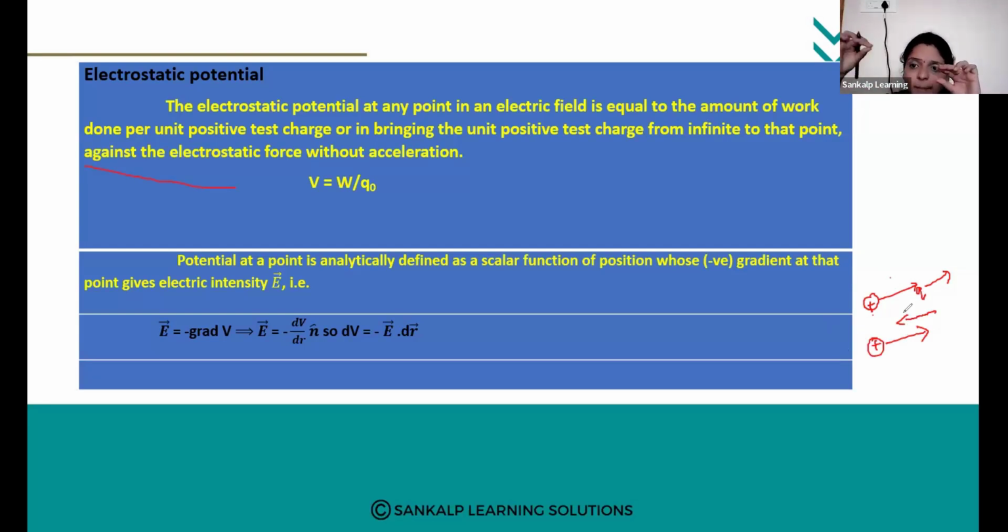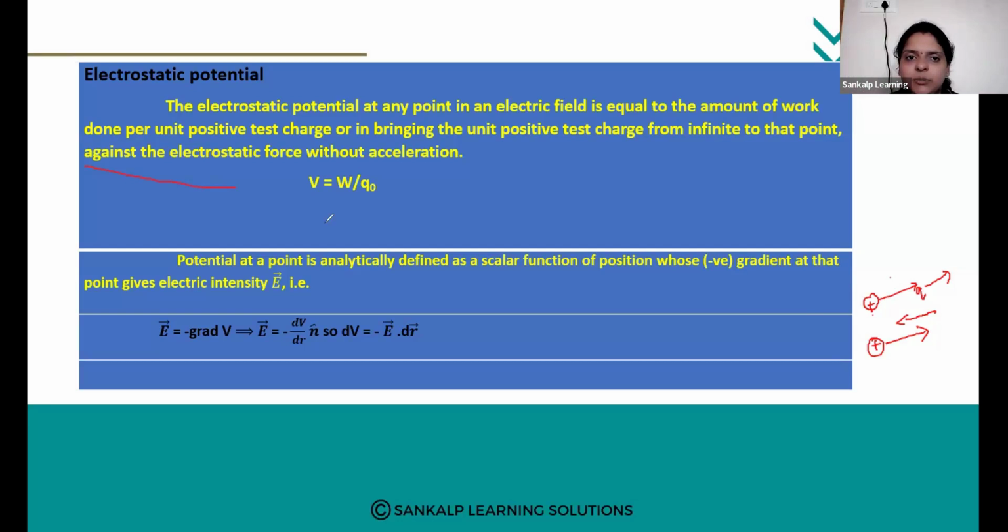That we are bringing it opposite to the direction of that first electrostatic force. So this is the actual definition which you need to remember. Okay, in simple words, the amount of work done in bringing a unit positive charge from infinite distance to that point against the electrostatic force without acceleration. Yes, is it clear everyone?